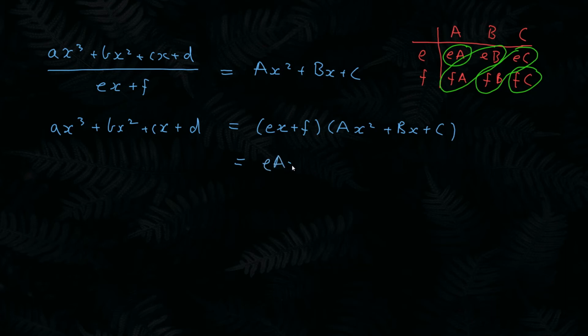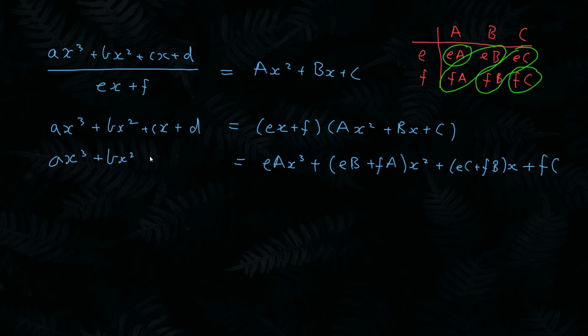So I'm going to write eAx³ + (eB + fA)x² + (eC + fB)x + fC, which is our constant term. And this equals our original numerator. So now we can equate coefficients. The coefficient of x cubed on the left is a, and on the right it's e capital A. So we get this equation, and then we can do the same thing for the remainder of the terms.